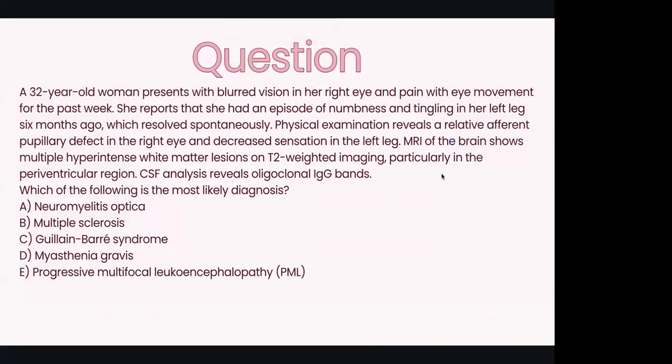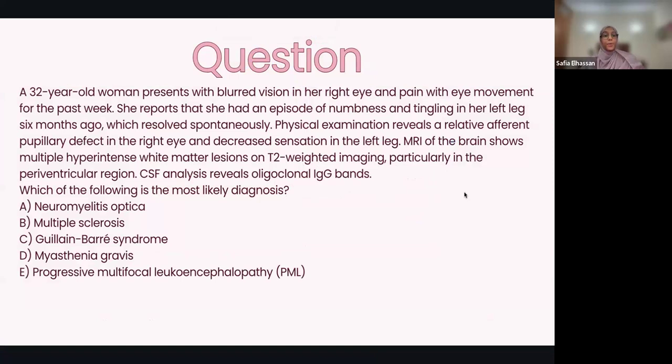Yep. Okay. A 32-year-old woman presents with blurred vision in her right eye and pain with eye movement for the past week. She reports that she had an episode of numbness and tingling in her left leg 6 months ago, which resolved spontaneously. Physical examination reveals a relative afferent pupillary defect in the right eye and decreased sensation in the left leg. MRI of the brain shows multiple hyperintense white matter lesions on T2-weighted imaging, particularly in the periventricular region. CSF analysis reveals oligoclonal IgG bands. Which of the following is the most likely diagnosis?